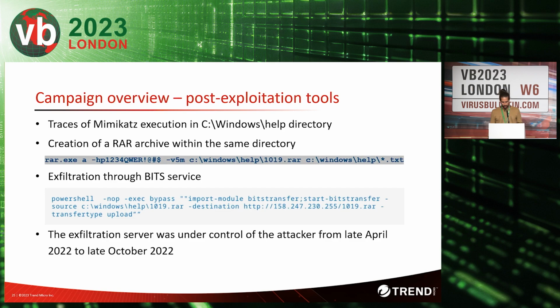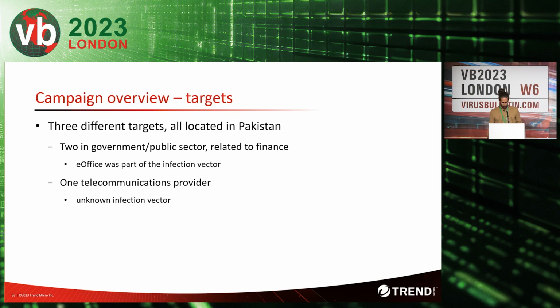4 days later, we saw that the archive was exfiltrated through a very simple PowerShell script using the BITS service. And we could see that this IP address listed in the PowerShell snippet was under the control of the attacker from April 2022 to October. So this gives an idea of how long the operation lasted on the threat actor side. So 6 months.